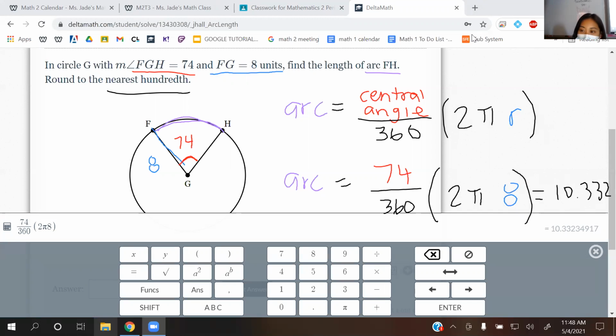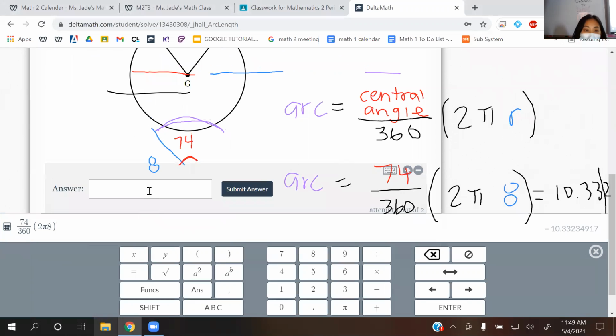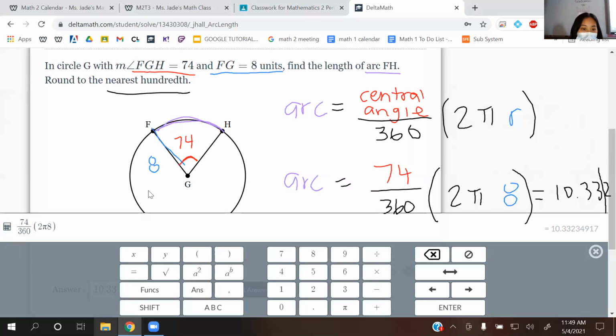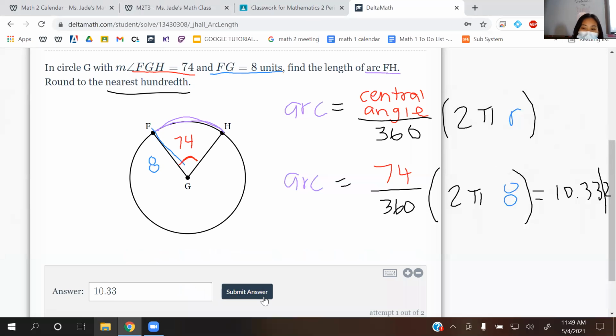Okay, so 10.332, I mean, it has more, but if we're rounding it to the nearest hundredth, we want 2 decimal places. So we're thinking of cutting it off right around here. So depending on if that 2 is big or small, we're going to keep or change the 3. 2 is small. So therefore, you're going to keep the 3 as a 3. So it's 10.33. There we go, 10.33. Any questions on this one?